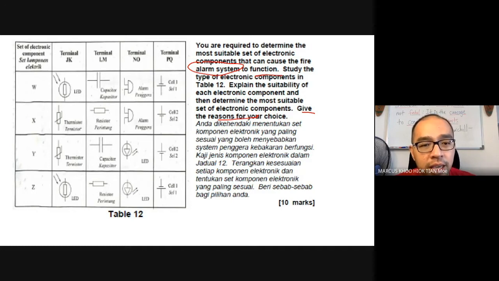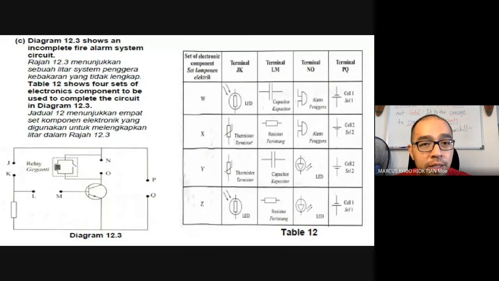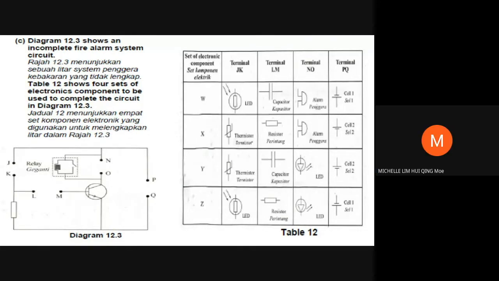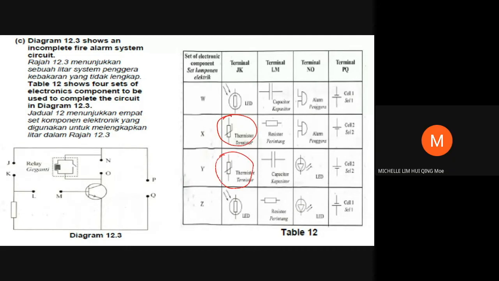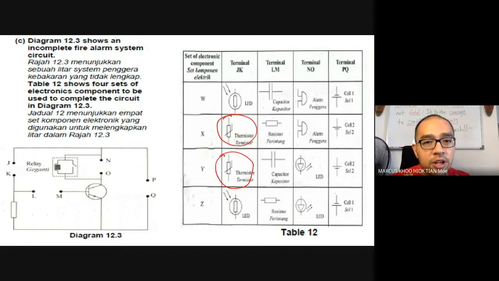All right, Michelle. Let's talk about the JK terminal. Okay, this terminal, what should we put here? A thermistor. Why thermistor? Because it can detect heat when temperature is high. Very good. I'm just going to hold on to that, but we will come to that later.